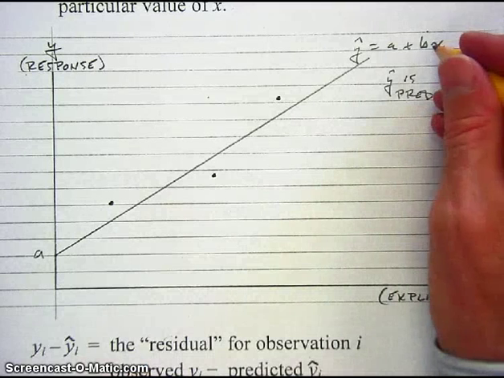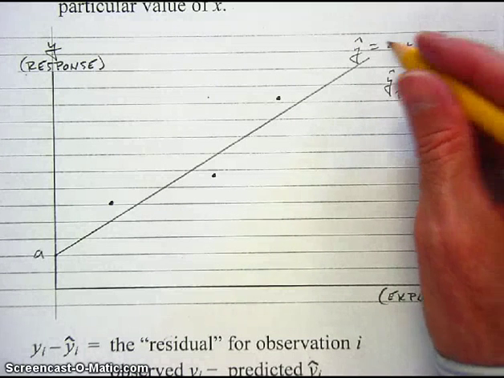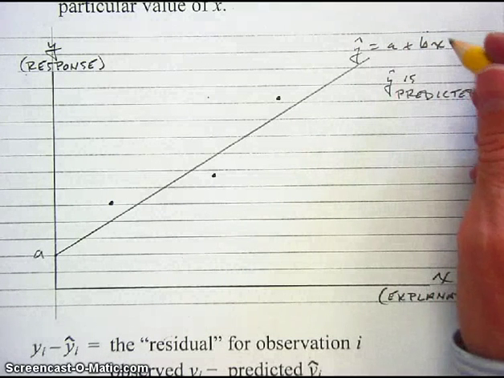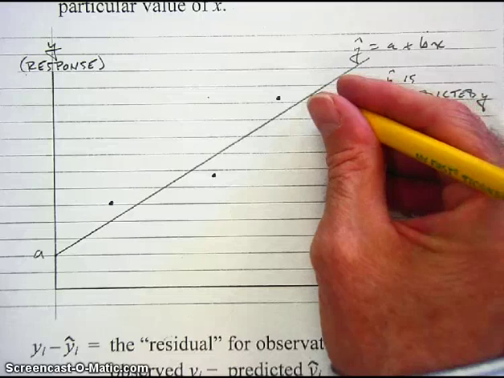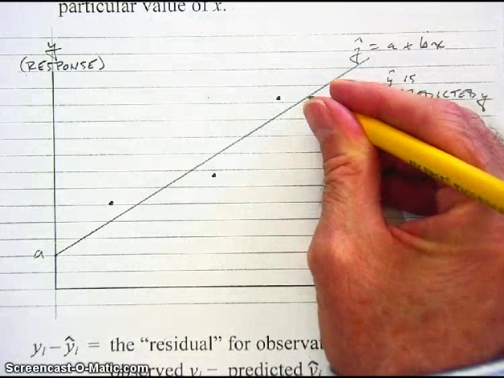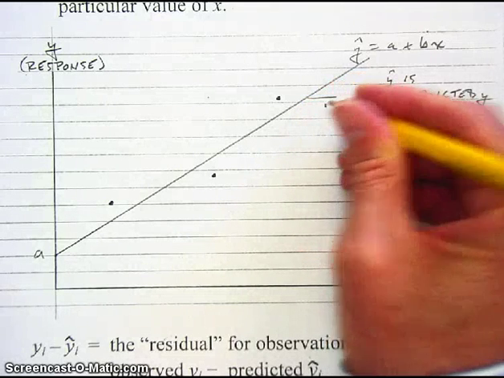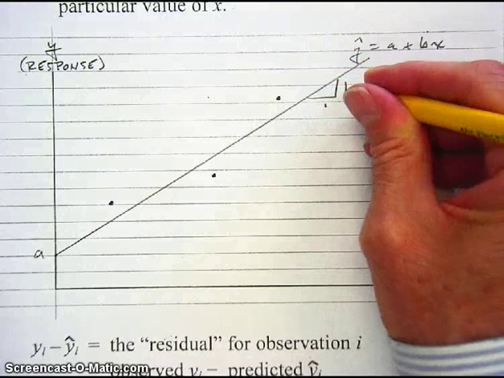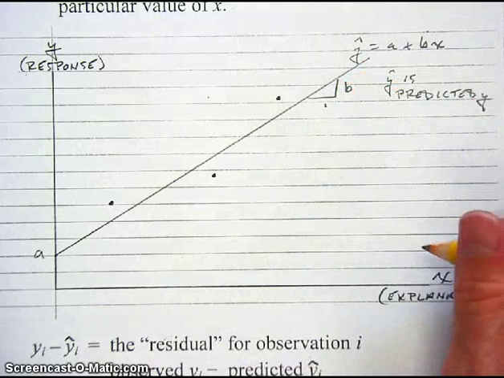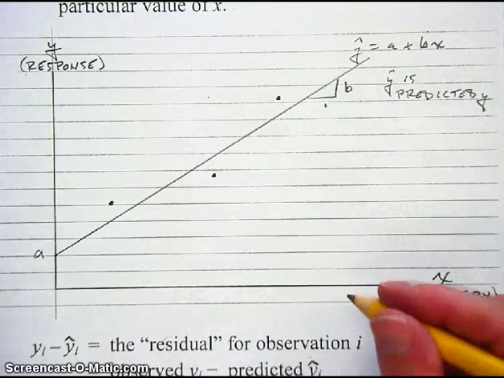And then b indicates how much y hat increases every time x increases by 1 unit. So if we were at some point on the line and we were to go 1 unit to the right, we would have to go b units to get back to the line. So that is the slope right there, b.